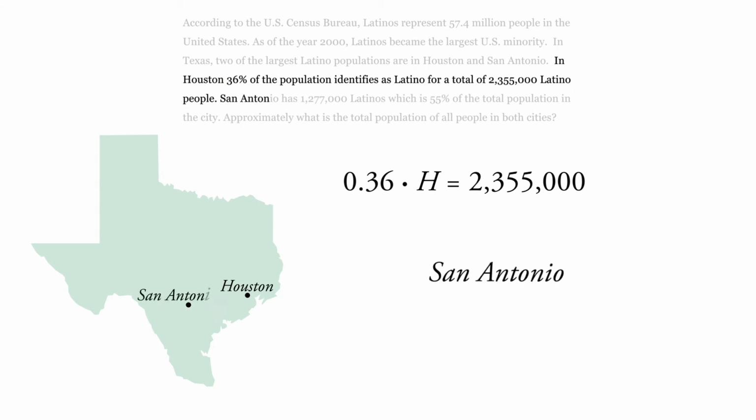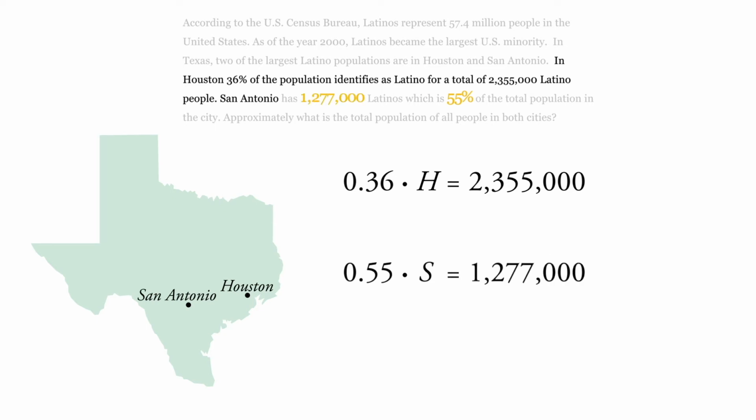And if we look at San Antonio, we can construct it in the exact same way. It's given that 0.55 times S, the population of San Antonio, is equal to 1,277,000 humans. So now we want to figure out what is the total population of all the people in both cities. So once you set up the equations, it's actually just brute force tinkering with the numbers.